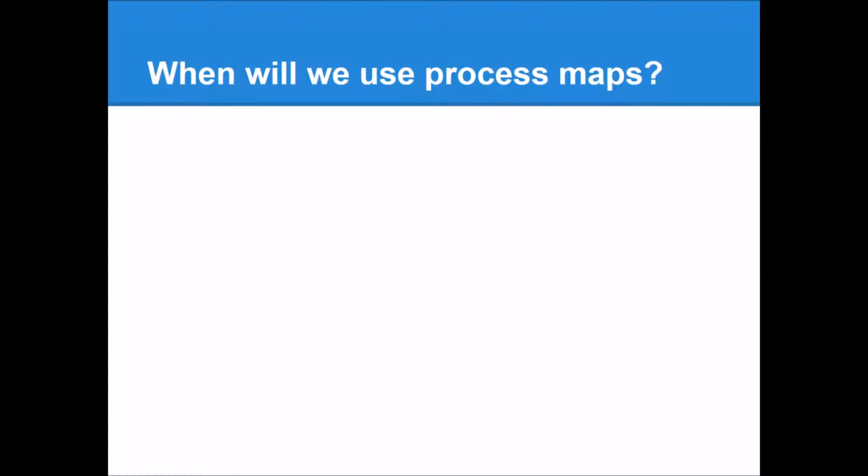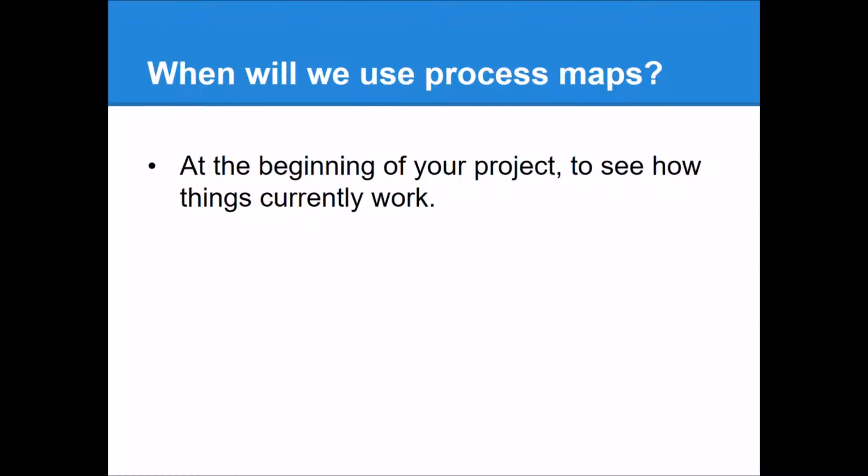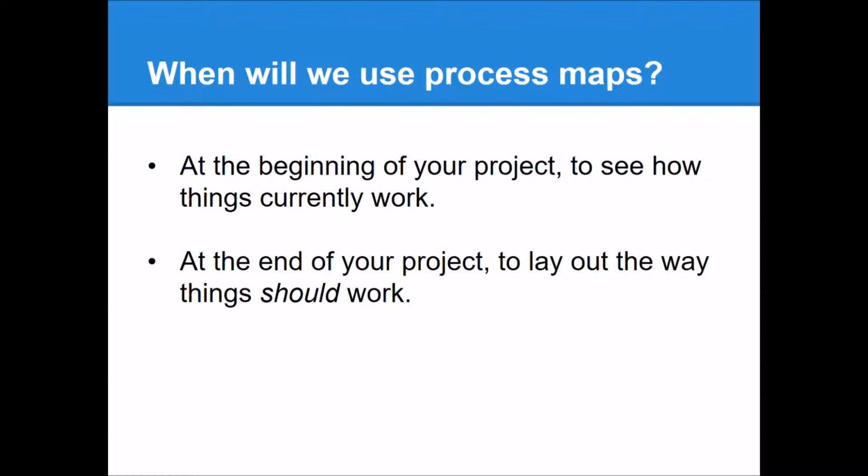You will use a process map at 2 different points in your improvement project. The first is at the beginning to see how your process currently works. But then you'll use a process map again at the end to lay out the way that your process should work after you've improved it.